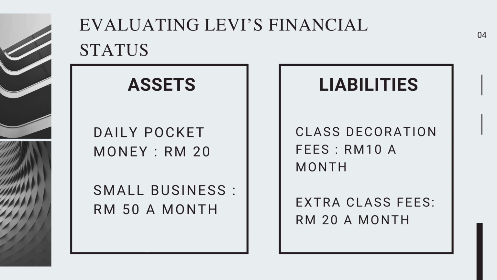And now, I'll be evaluating Levi's financial status. Levi received a daily pocket money, which is 20 ringgit. He also owned a small business, which gave him 50 ringgit a month. Other than that, Levi needs to pay for class decoration fees, which is 10 ringgit a month, and also extra class fees, which is 20 ringgit a month.